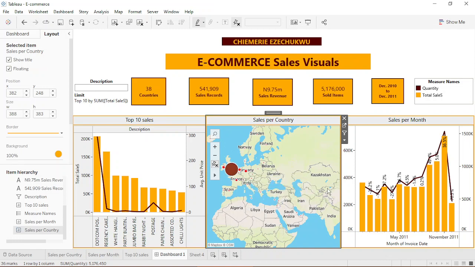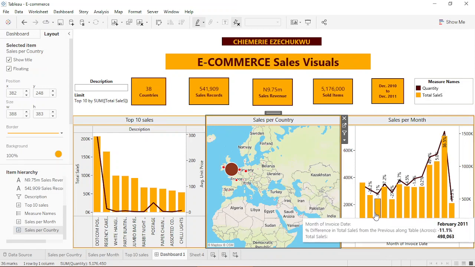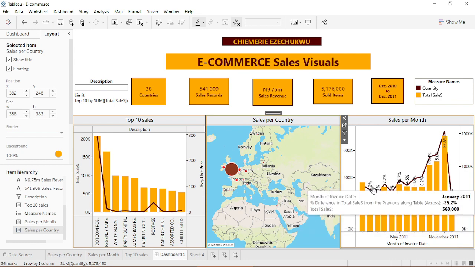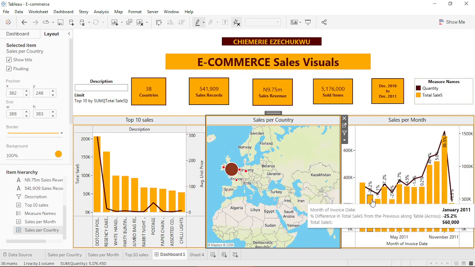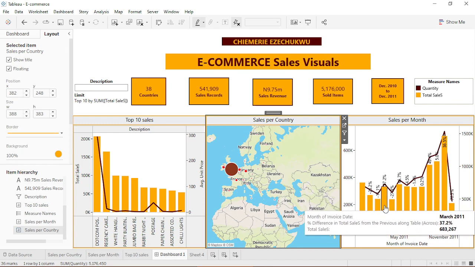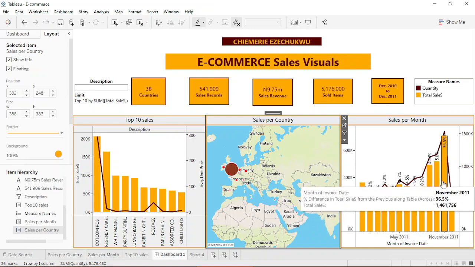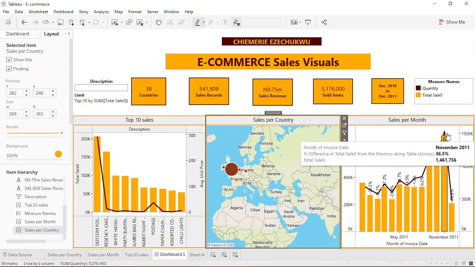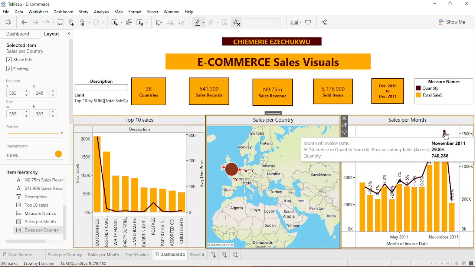Then the next question: what is the percentage increase or decrease in sales per month, and which month had the most increase or decrease? Now, when you look at this visual, you see the percentage increase and decrease. Here we had minus 25.2%. Here it was minus 11.1%. When we are checking which one had the highest percentage increase, it is November 2011, with a 36.5% increase in sales and a 29.8% increase in quantity sold.